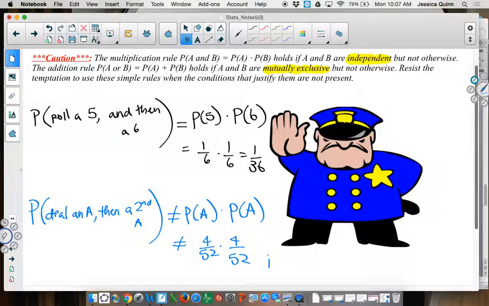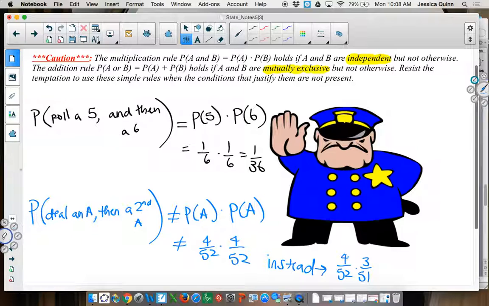Okay, so instead, you would just have to take into consideration that you dealt an ace. So 4 out of 52 times 3 out of 51. You can still multiply, you can still do it, but it's not like the original probability. Okay, does that make sense? Margo? I have kind of a different question.